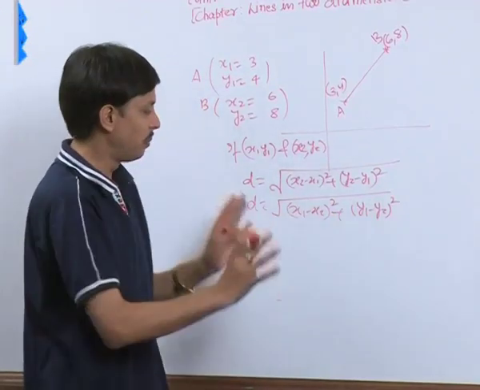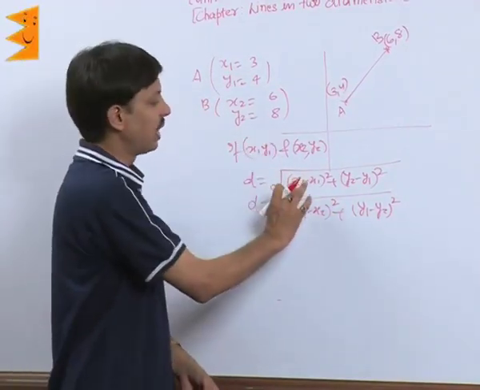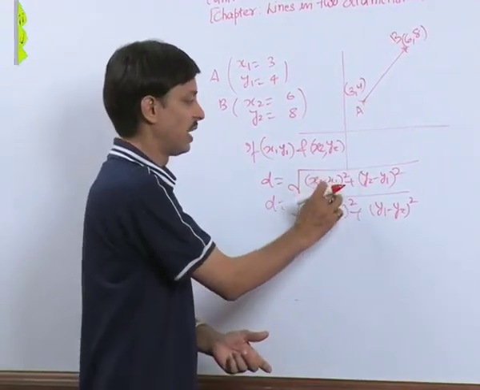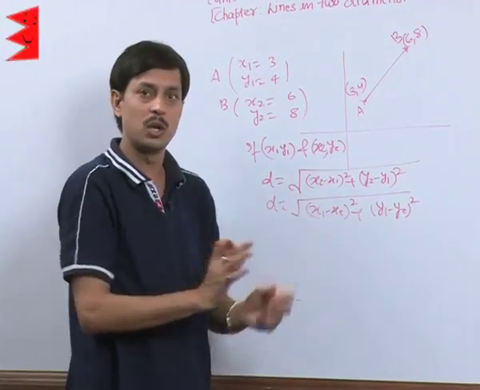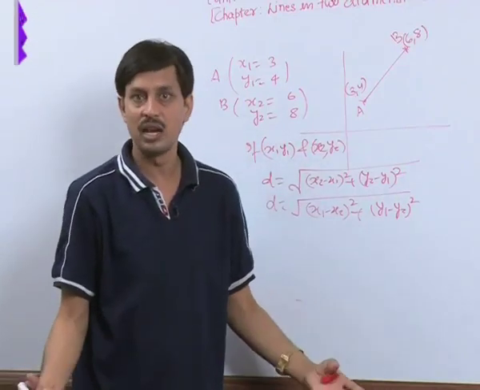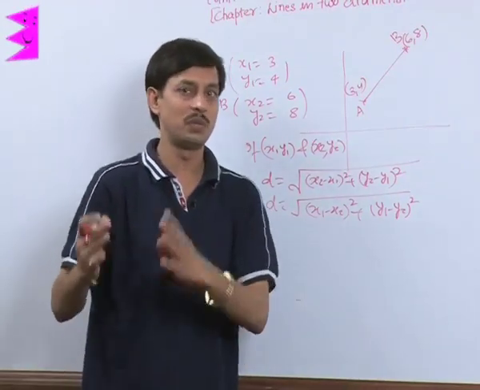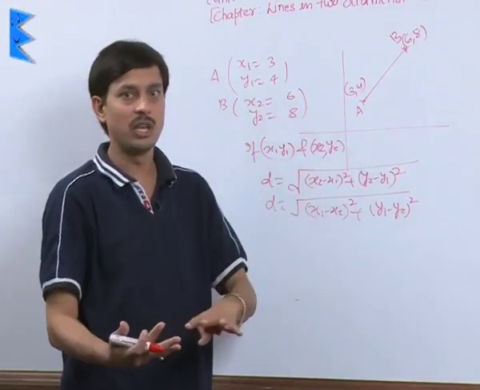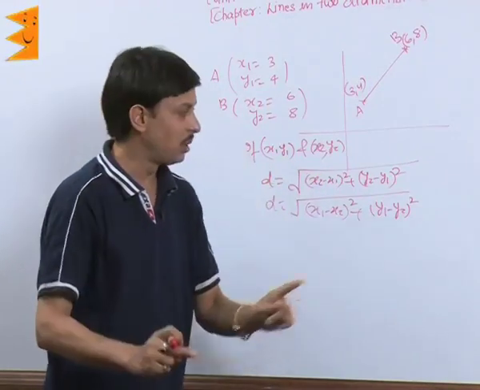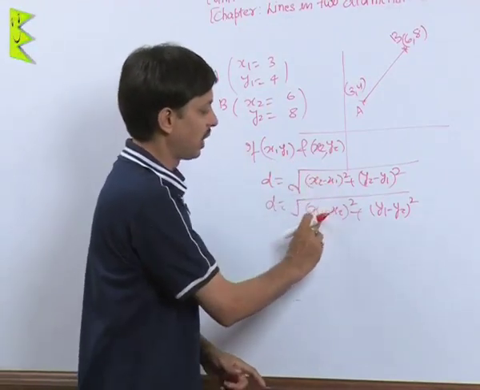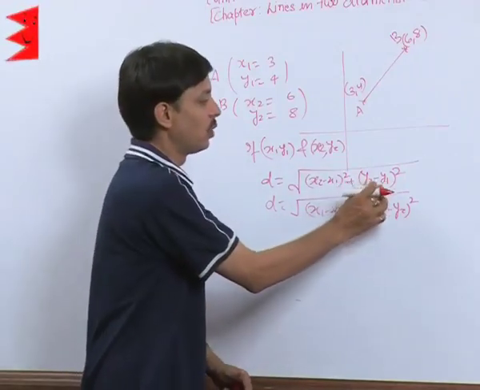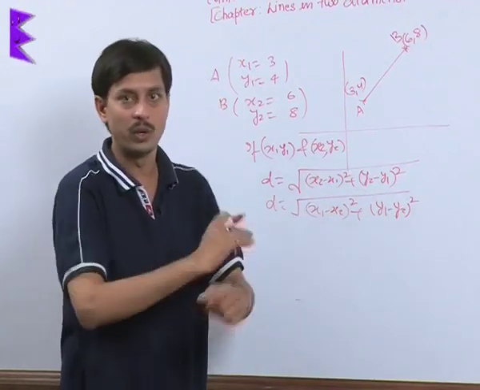There should be no confusion, because in a whole square either we say x2 minus x1 whole square or x1 minus x2 whole square, having the same meaning, because a minus b whole square or b minus a whole square are the same. A minus b whole square is a square plus b square minus 2ab. b minus a whole square is b square plus a square minus 2ab. Similarly, remember that writing x2 minus x1 or x1 minus x2 in whole square gives the same result. Similarly, y2 minus y1 whole square or y1 minus y2 whole square.